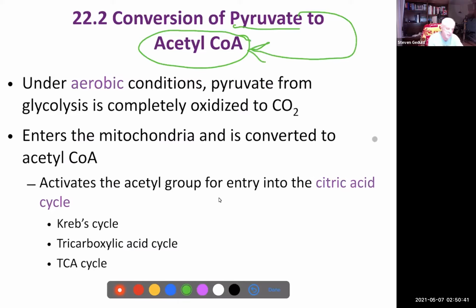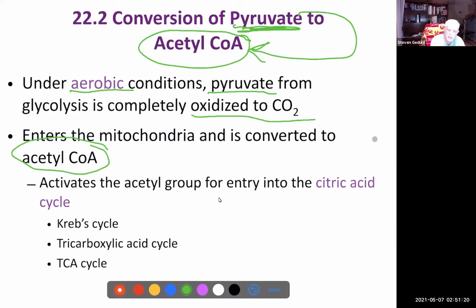So under aerobic conditions now, remember anaerobic was lactate and alcohol as our fermentation products. Aerobic means the presence of oxygen. Pyruvate from glycolysis is completely oxidized to CO2. So you break down carbon from pyruvate all the way to CO2 now, not to alcohol, not to ethanol, not to lactate. We're going to go to CO2. So it enters the mitochondria and is converted to acetyl coenzyme A. So inside the mitochondria, pyruvate is converted to acetyl coenzyme A.